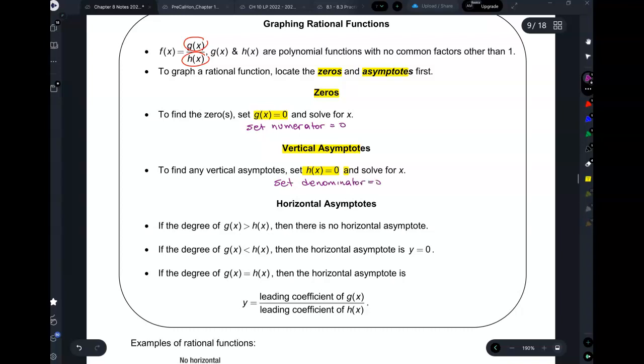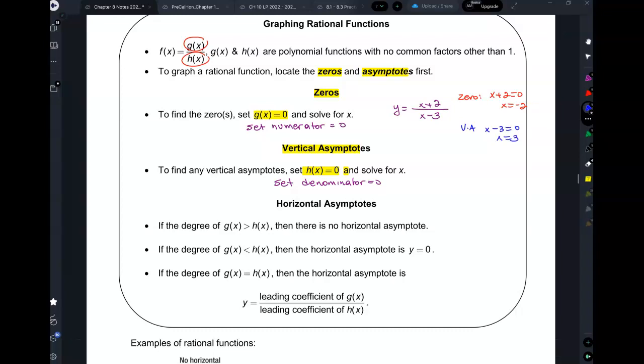Okay? So, for example, suppose you have y equals x plus 2 over x minus 3, right? To get the zeros, you just set the numerator equal to 0. That's it. That's the 0 of this function. For the vertical asymptote, x minus 3 equal to 0, x equals 3. Without having that information, especially with the asymptote, I wouldn't even attempt to graph anything. Okay, moving on.